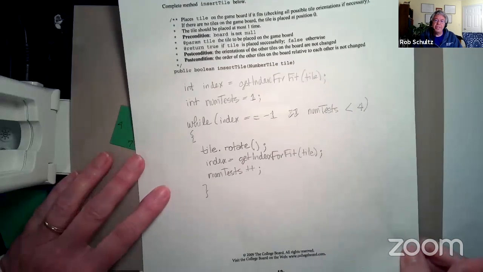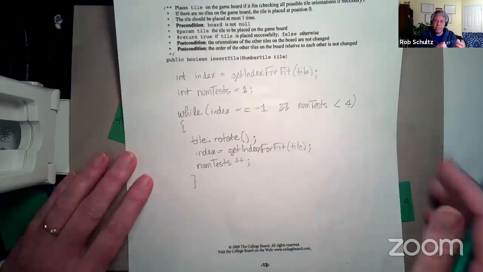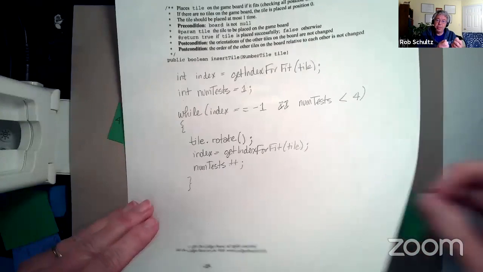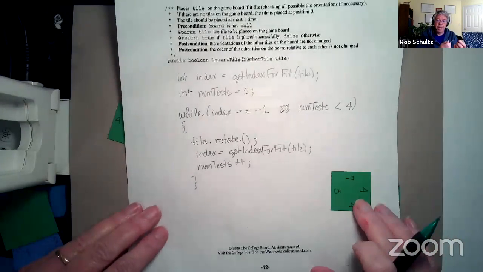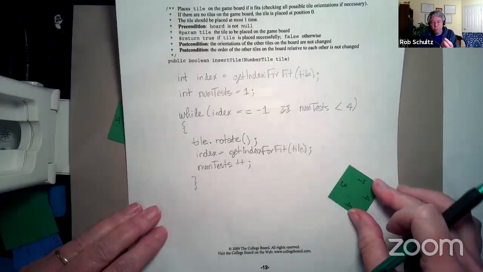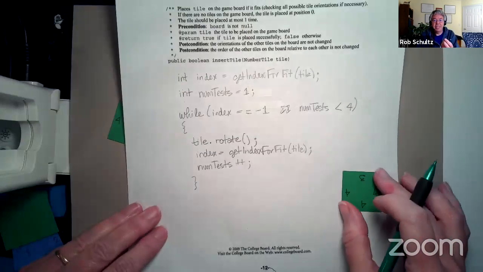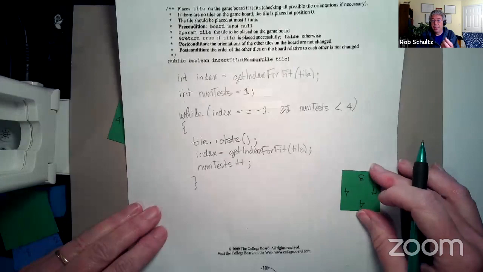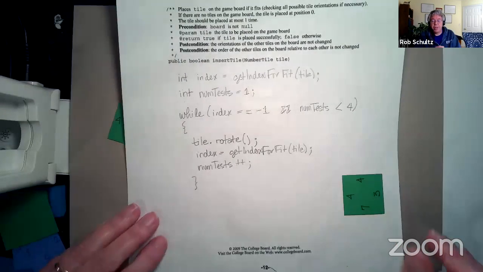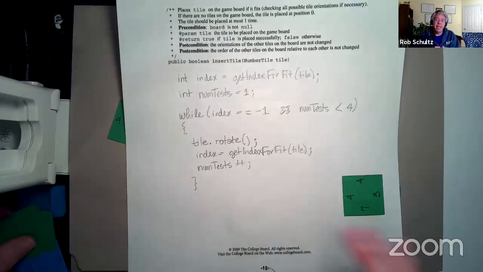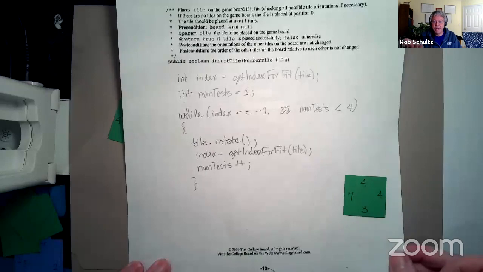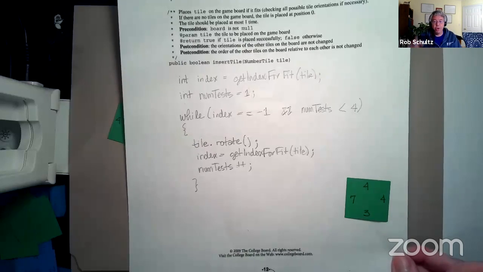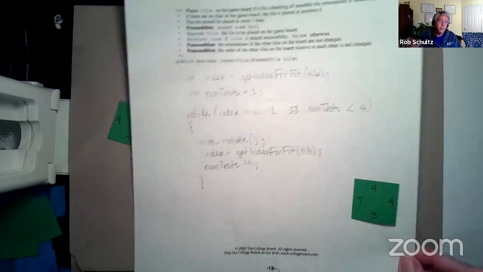Okay, so if you think about how this is going to work, we're going to hold it in its first orientation. If it doesn't come back with a response, in other words, it gives us -1, we're going to rotate it, check it again. And if that comes back with a -1, we're going to rotate it, check it again. So that'll be num tests equal to 3. And then if that gives us no response, we're going to rotate it, check it again, and that'll be num tests equal to 4. And then at that point, even if it hasn't found anything, index equals -1, num tests will equal 4, because we will have gone through all 4 orientations. We'll jump out of the while loop.